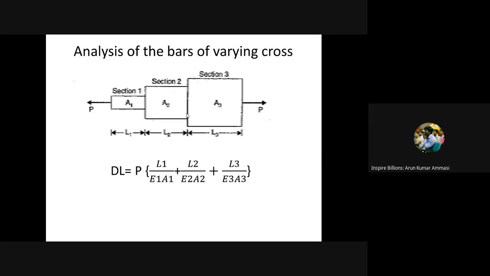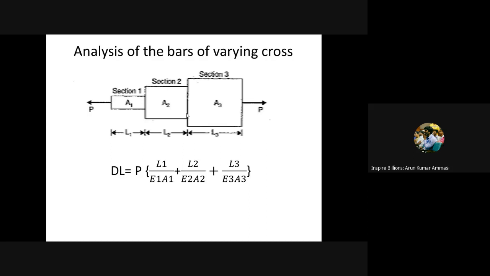Let's say we have three different materials, three different cross-sectional areas and three different lengths, acted upon by two different forces or one or more forces. The elongation cannot be calculated simply by using delta equals PL by AE. Instead, we need to combine the physical parameters of the material, the structure or the assembly, in order to calculate the elongation.